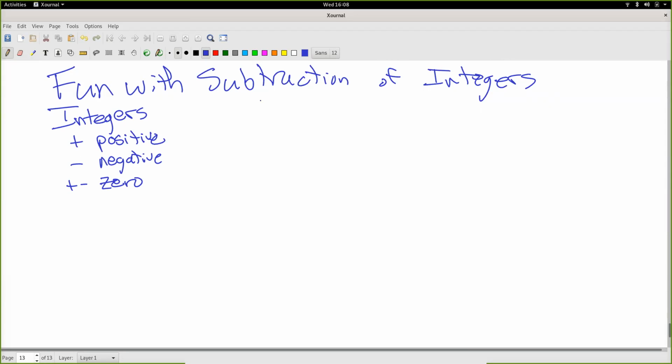Then we have to know what subtraction means. And we have a couple of options there. Subtraction, the two main things we used before for physical modeling were either it means take away or it means comparison. And I think I'm going to do takeaway first.